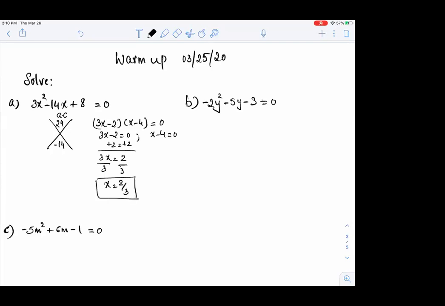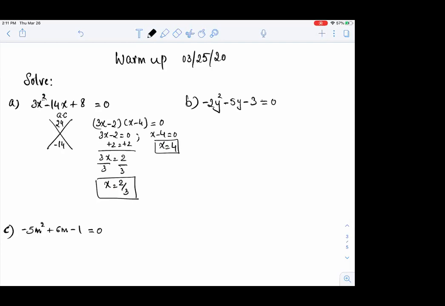x is equal to 2/3. And on the other factor, we have x is equal to 4. So what are the solutions? The solutions are x is equal to 4 and x is equal to 2/3. So we have two solutions. Do you know why we have two solutions? Because the degree of x is 2. If the degree of the variable is 2, you should have two solutions, this and that.